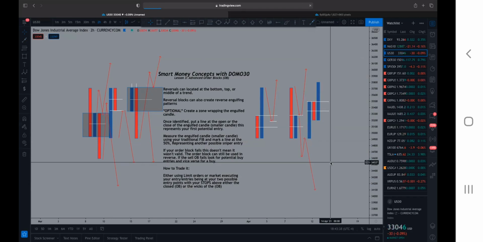And then the last thing, how you trade it, you guys already know, if you've been on all the classes so far: either using a limit order or a market execution for your entry or entries, being at your 2 possible entry points with your stops above either the close of the order block or the wicks of the order block. That's how you trade it. Like I said, just a little added step here and there, just to make it simple, just to break it down so you guys understood it.